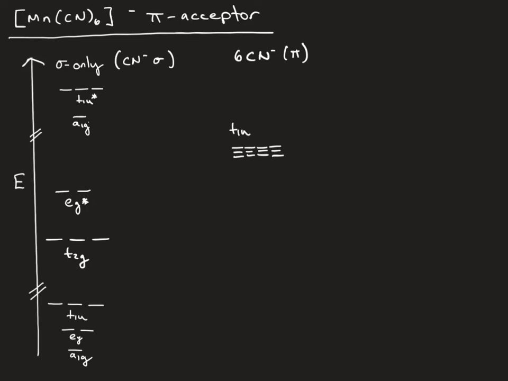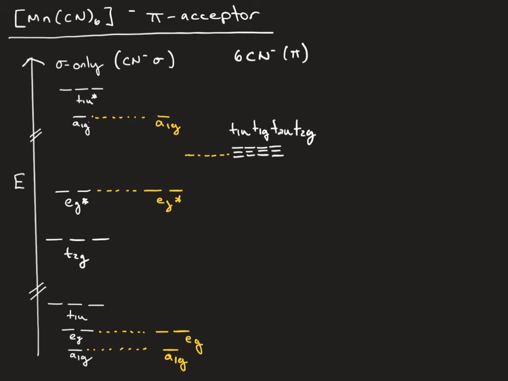And these are your T1U, T1G, T2U, and T2G type SALCs. We're going to bring over those orbitals that have no symmetry partners first. Now we're going to start overlapping.